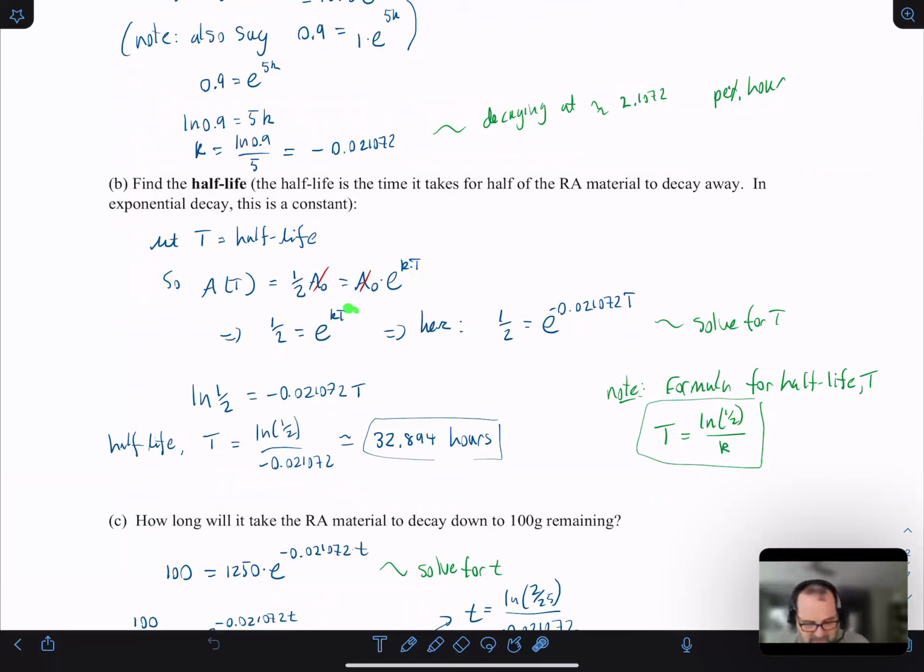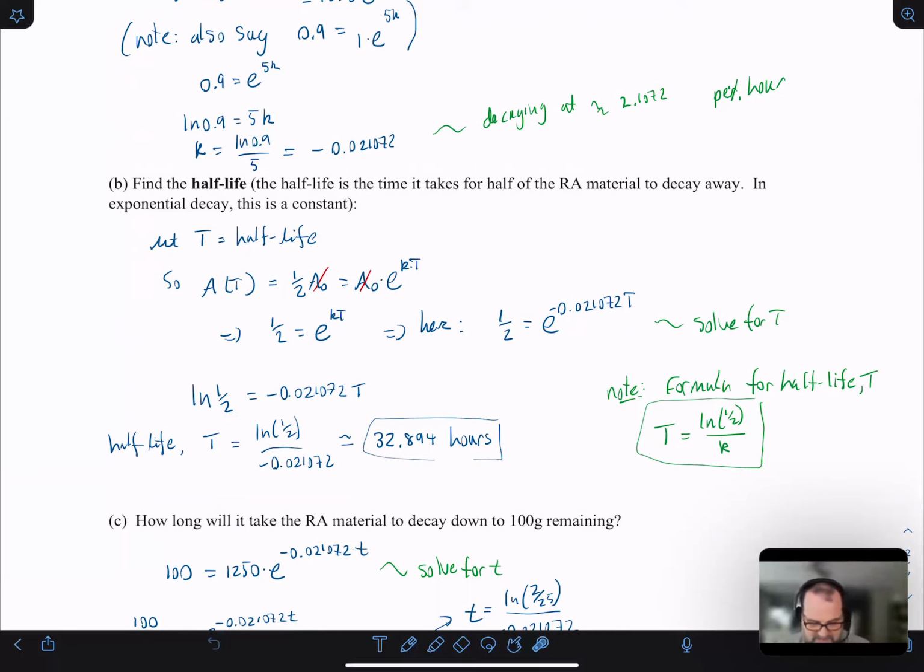So then we get this relationship: 1/2 equals e to the kt. In our example here, we found K previously. So if I plug in the K value, I can take ln on both sides and then solve for T. And I get this to be 32.894 hours. So the half-life of this particular radioactive material is 32.894 hours.